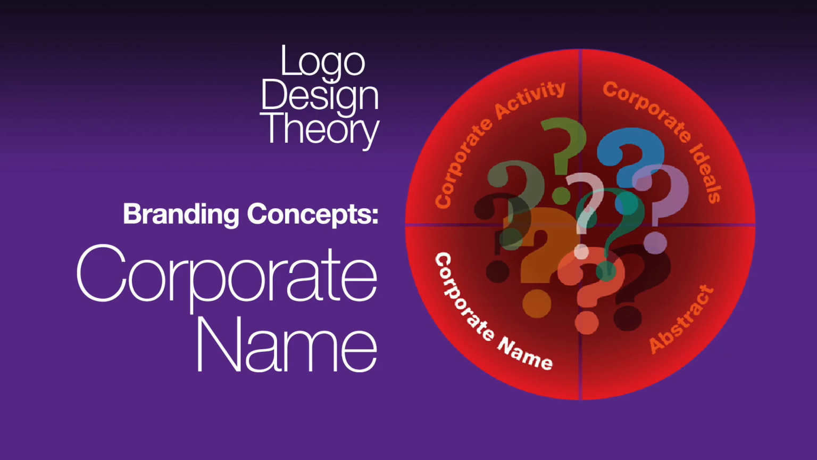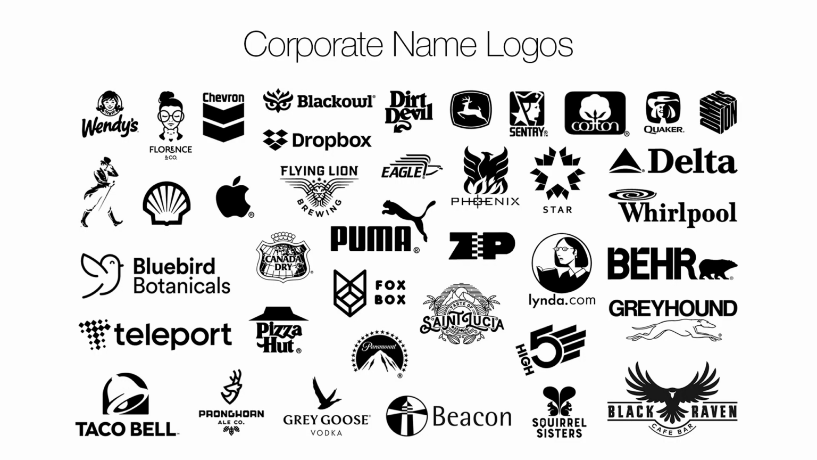The third kind of identity concept is corporate name. Corporate name identities do not show either corporate activity or ideals, but the name of the company itself. This approach will only work with certain corporate names. Wendy's hamburger restaurants do not serve burgers made from little girls, nor does a little girl represent a particular ideal for the company. Instead, the Wendy's logo represents the company's namesake, the daughter of the company's founder, Dave Thomas.